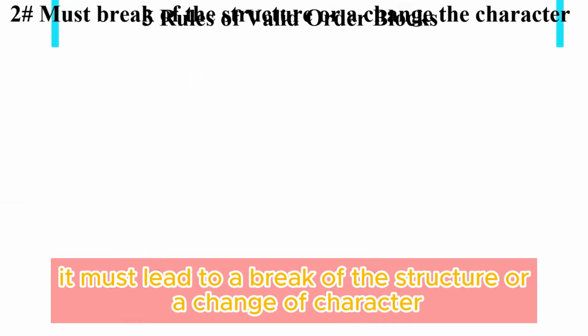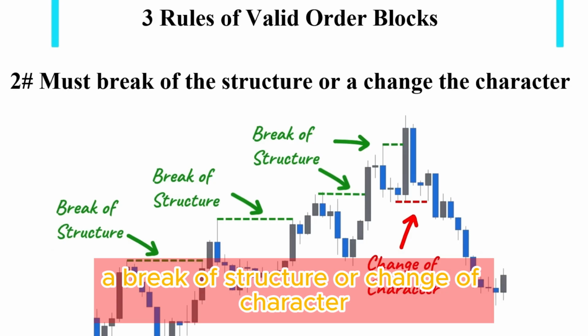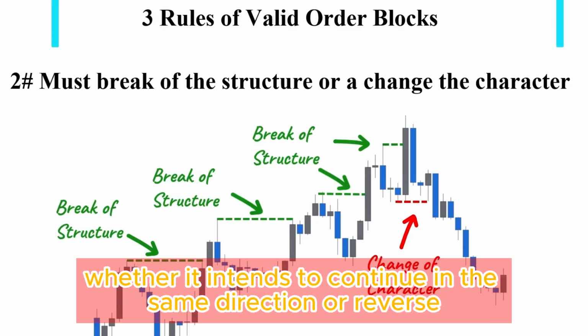Second, it must lead to a break of the structure or a change of character. A break of structure, or change of character, is the first clue that the market is telling us whether it intends to continue in the same direction or reverse.